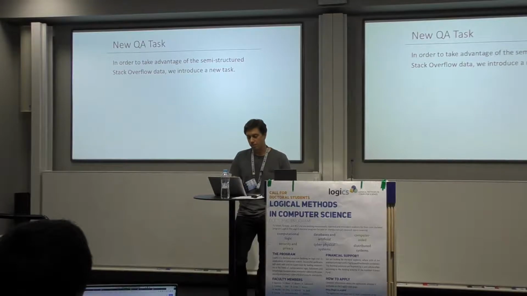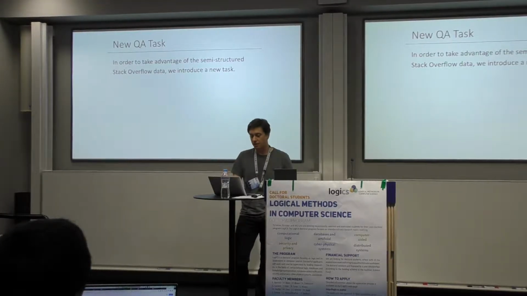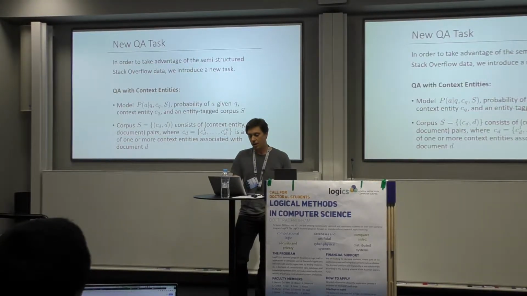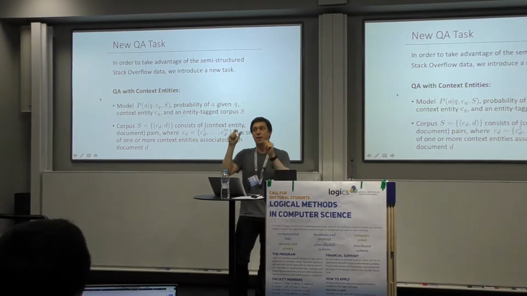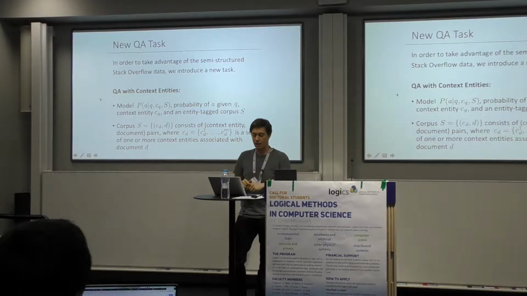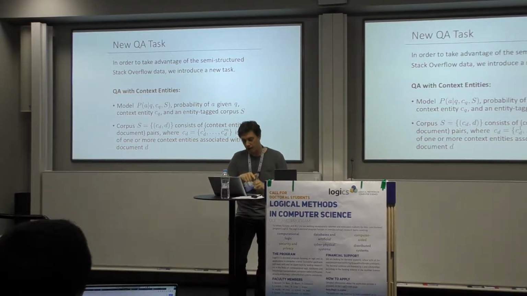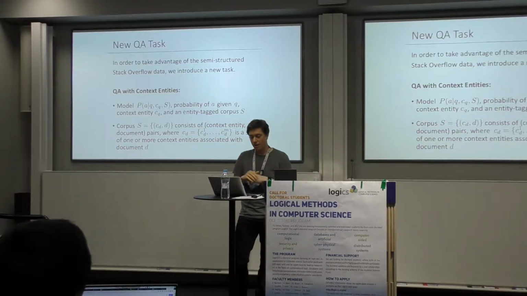So this new task that we're introducing, QA with context entities: the idea is that you've got a question and a context entity along with it, which we're calling CQ here. Then you've got a corpus of context entity document pairs, where the CD are the context entities associated with a given document.